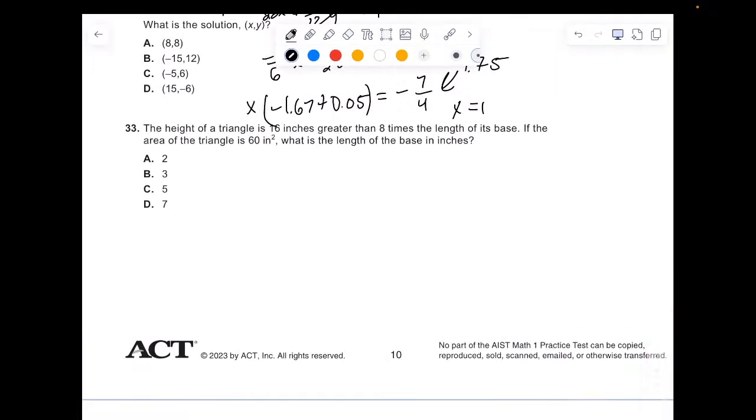Now I have a triangle whose height is 16 inches greater than 8 times the length of its base. If the area of the triangle is 60 inches, what is the length of the base? Okay. Height is 16, base is 8. The area of a triangle is base times height times 1/2.